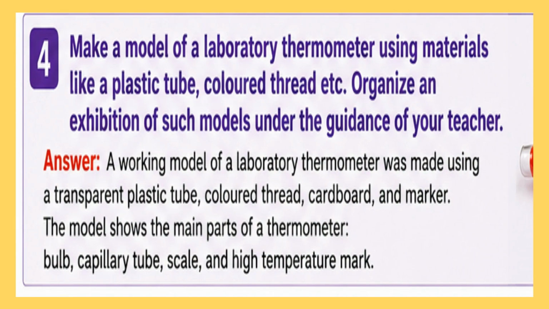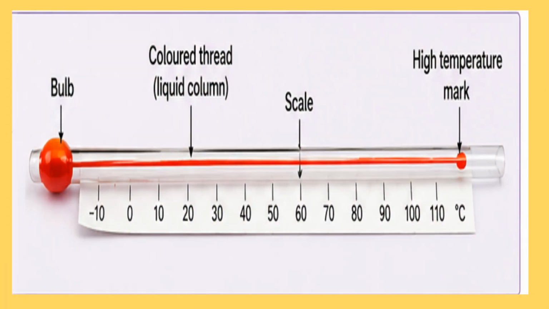Moving on to project work, this slide asks you to create a model of a laboratory thermometer. You can use simple materials like a transparent plastic tube, colored thread, cardboard, and a marker. Your model should clearly display the essential components of a thermometer, including the bulb, the capillary tube, the scale for readings, and a mark indicating high temperatures.